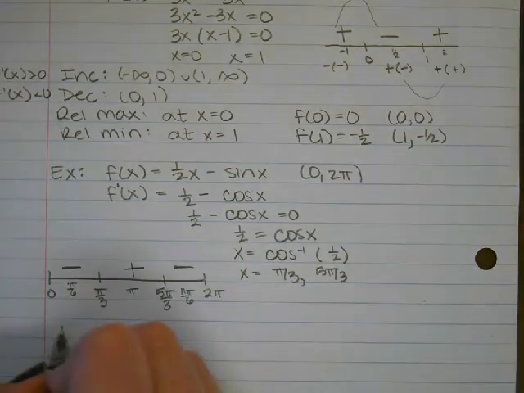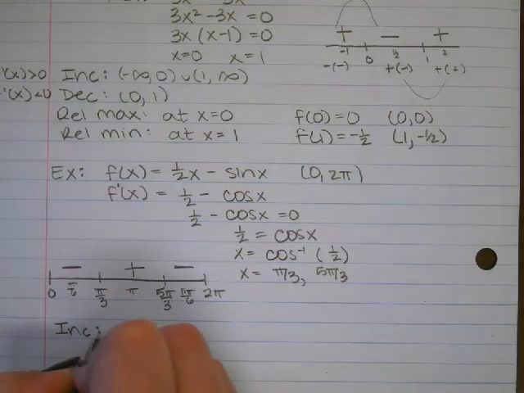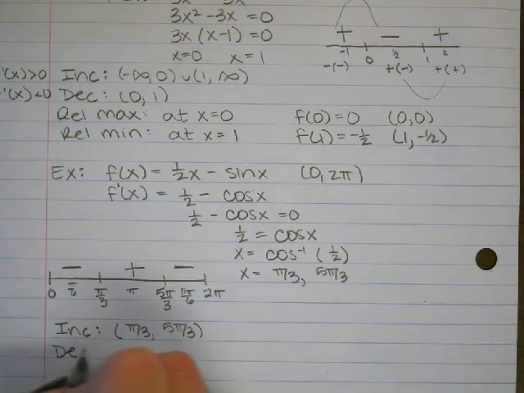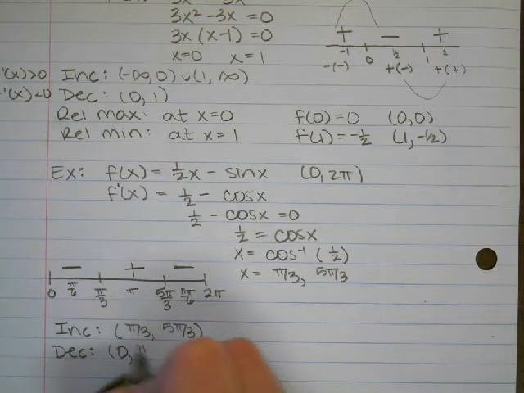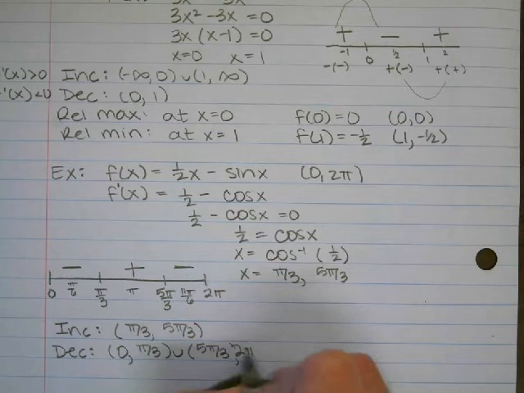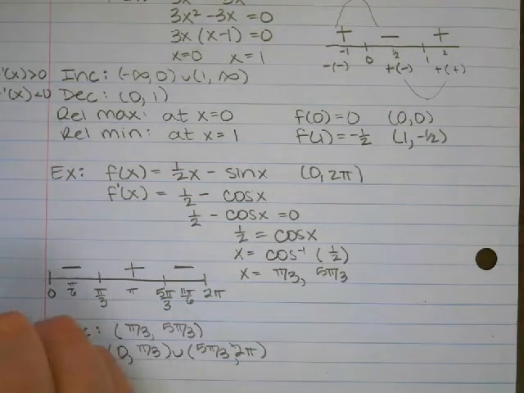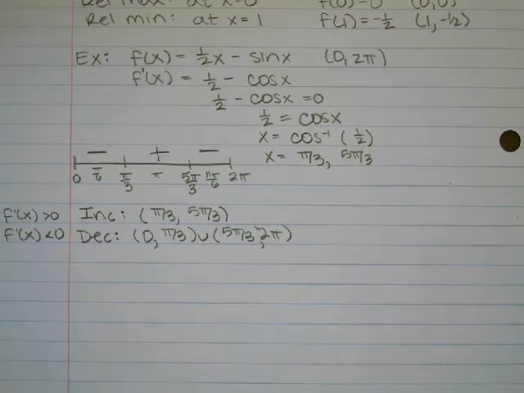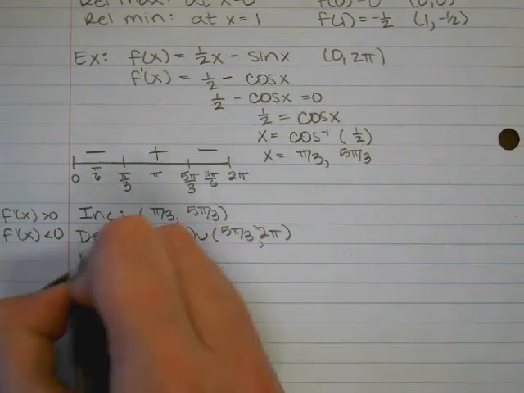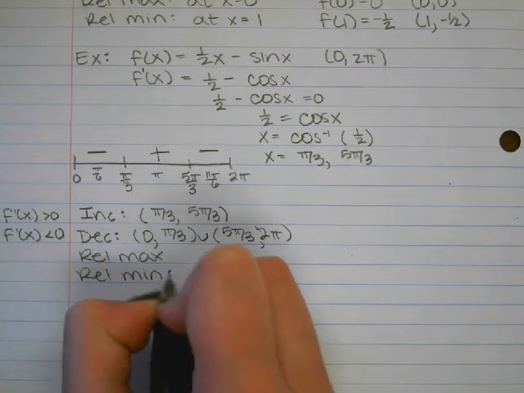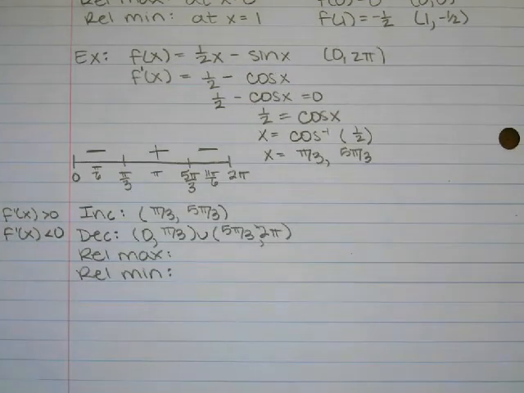Okay, so this graph is increasing from pi thirds to 5 pi thirds, and it is decreasing from 0 to pi thirds and from 5 pi thirds to 2 pi. I know it's increasing there because the derivative is positive, and I know it's decreasing because the derivative is negative when you evaluate it. So now I'm going to find my relative max and my relative min, or local max and local min, whatever your preference is.